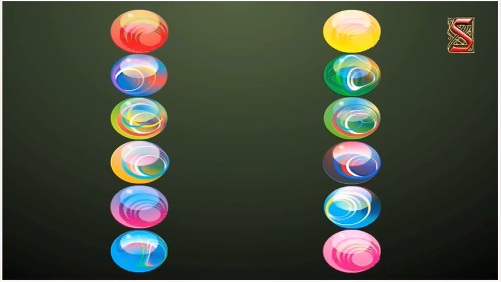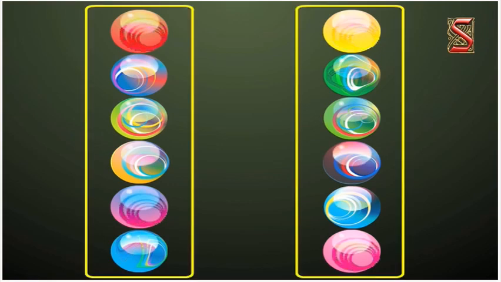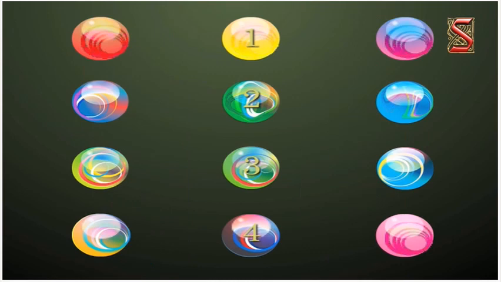Now here we have two rows, each row has 6 marbles. So there are 6 columns. So 6 marbles are there in each row. So 6 twos is 12. If suppose instead of 2 rows, the number of rows increases to 3, then each row will have 4 marbles. So when we have 3 rows, there are 4 columns.